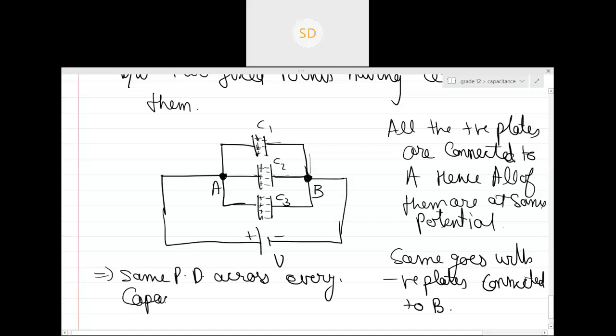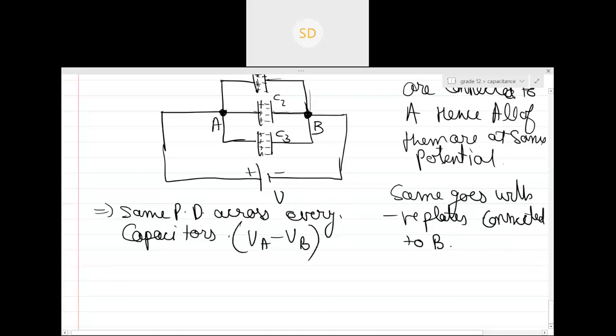So remember this. In parallel connection, whatever be the potential difference, that potential difference is VA minus VB. In this case, VA minus VB is equal to the battery voltage. Not necessary in every case.